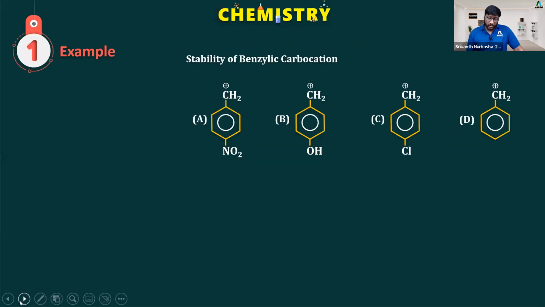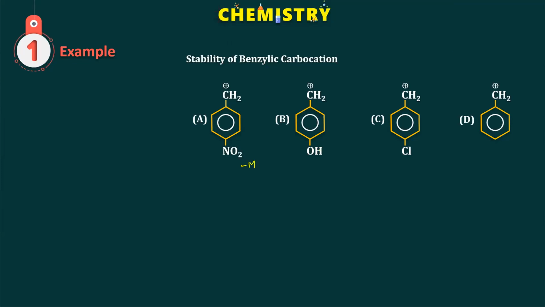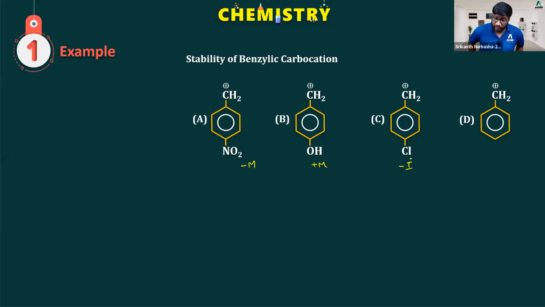Try to compare now. Stability of benzyl carbocations and its derivatives. CH2 plus NO2, C6H4 CH2 plus OH, C6H4 CH2 plus Cl, simply benzyl carbocation. C greater than D, then greater than B, and then A least stable. So in A, what are the effects we have? Minus M is there. In B, plus M is there. In C, plus M and minus I. Inductive effect is dominant for halogens.